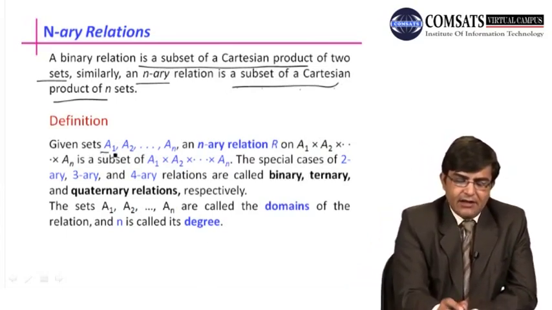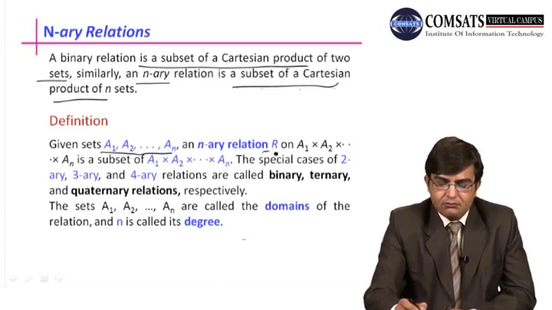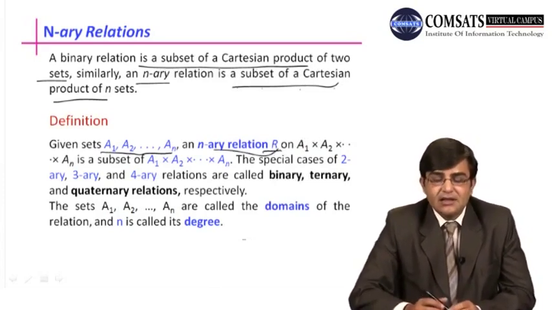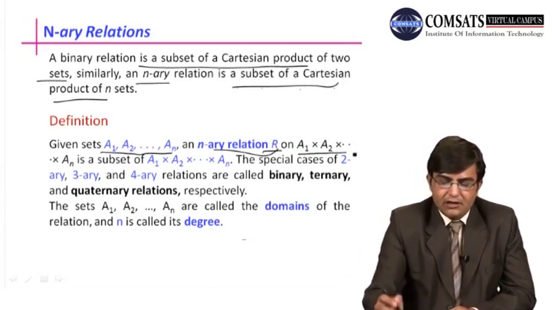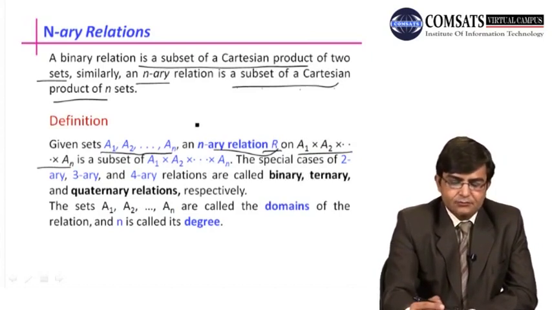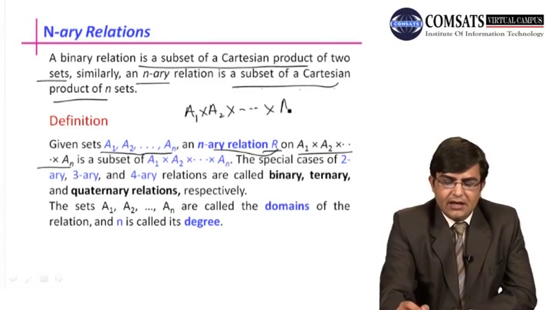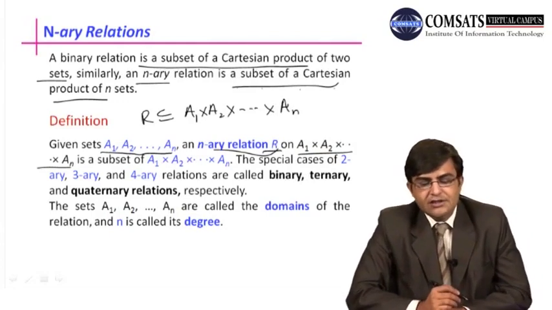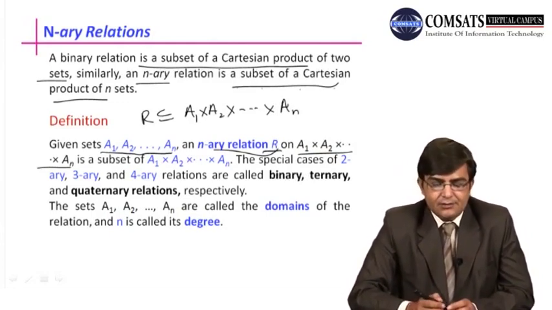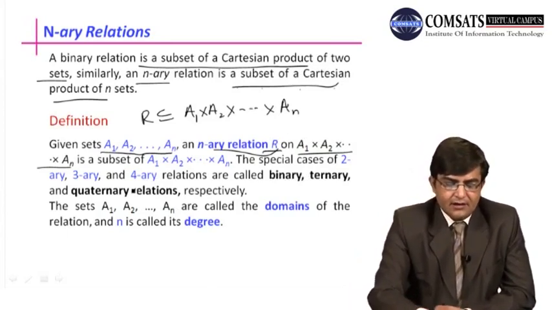If we are given n sets, A1 and A2 and so on, an N-ary relation R, the relation is represented by same letter R, an N-ary relation R on the Cartesian product of n sets, means that if we have A1, A2, An, then the Cartesian product of n sets is A1 cross A2 cross ... cross An. Now the relation R which is defined on these sets is basically the subset of the Cartesian product of these n sets. Its special case, if n is 2, we get the binary relation.